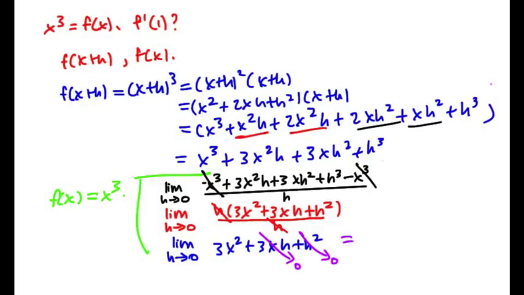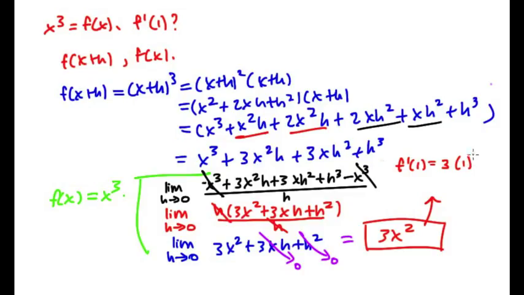So what is our derivative? It's 3x squared. And so when we plug in f prime of 1, that's going to be 3 times 1 squared, or 3. So the slope of the function x cubed at x equals 1 is going to be 3. It's going to have the slope of 3.